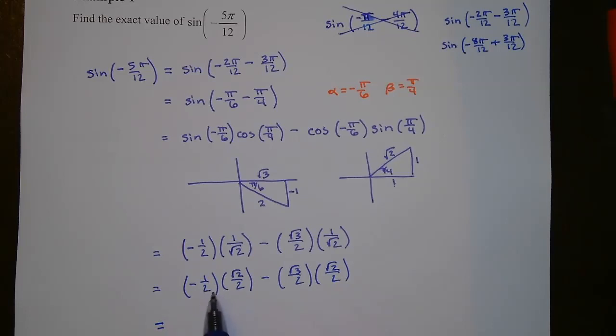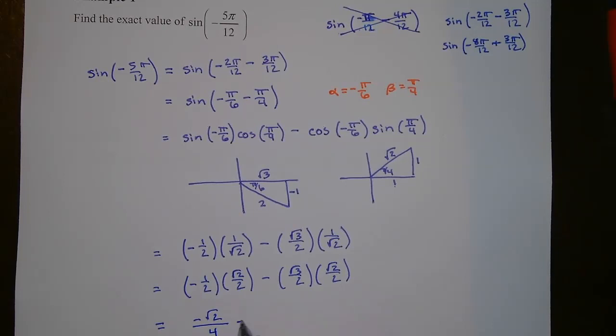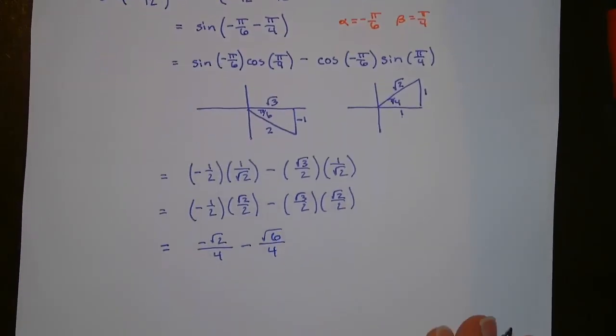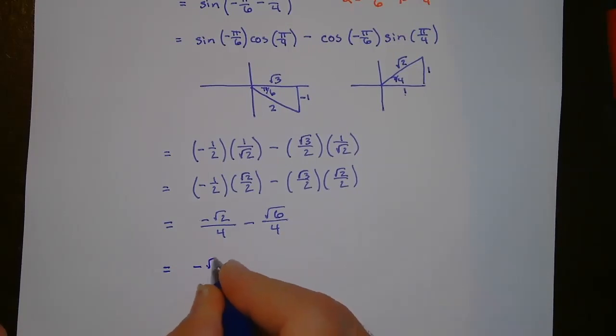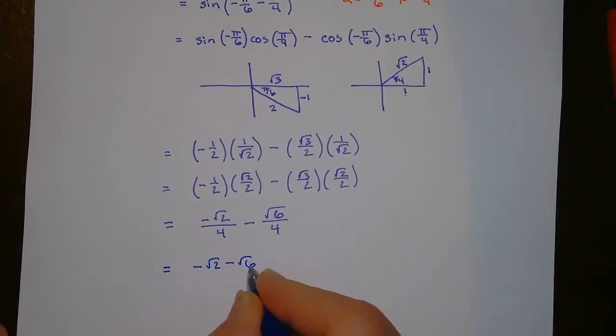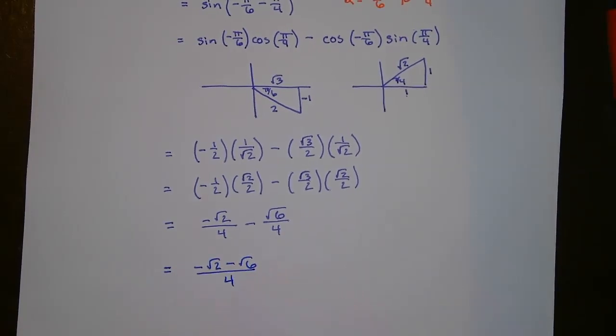Okay, so this would become negative square root of 2 over 4 minus the square root of 6 over 4. And we have a common denominator, right? So then this becomes negative square root of 2 minus the square root of 6, all over 4. That is the exact sine ratio for negative 5 pi over 12. It's an ugly number, right? Because there's two square roots in it, okay? But that's it. That's the answer to this.